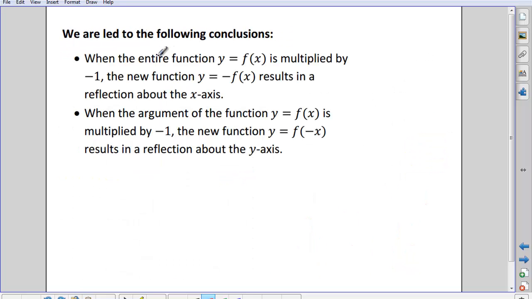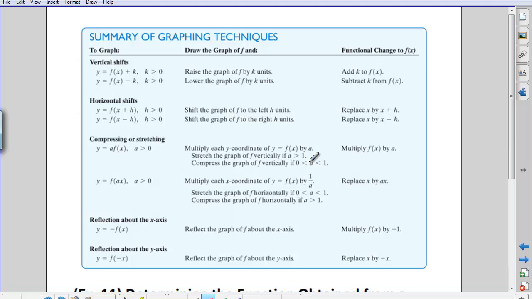And that's basically what this says. Negative sign outside the entire function gets you an x-axis reflection. Negative sign inside the function gets you a y-axis reflection. And here's a summary of all those, and this is also in your textbook. If you've got the hard copy of the book, that's on page 251. You can also find that in the digital copy as well. It's at the end of section 3.5. So that summarizes all those different things we just looked at.